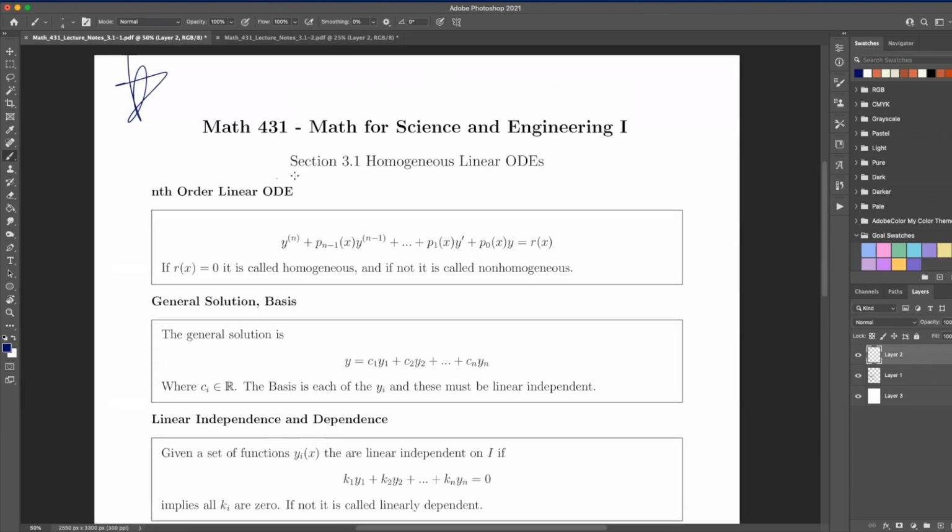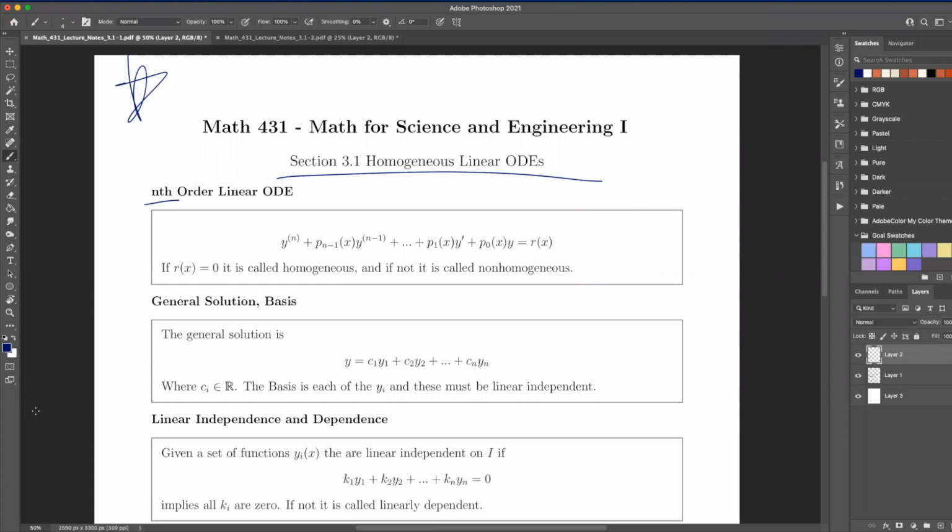All right, so we're talking about linear homogeneous. So we're going to be starting chapter 3, and chapter 3 is higher order ODEs. Chapter 1 was first order, chapter 2 is second order, chapter 3 is nth order. So we're just going to go as high as possible. So what does it mean to be an nth order ODE?